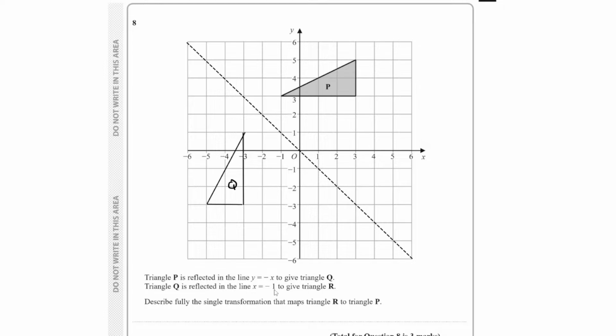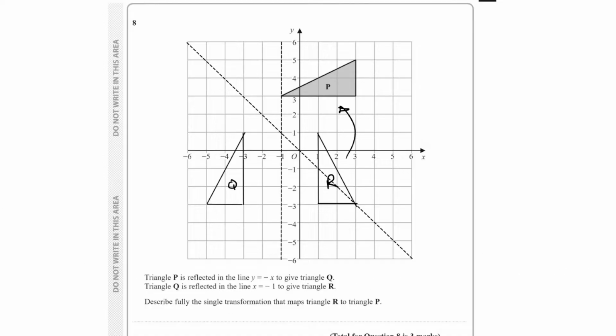And then this one is reflected in the line x equals minus 1. So that's a vertical line. If I can get my dotted line. So that's a bit more straightforward, that one. So just straight across, so 2 away here to here, and 2 across, something like this. And that one is R. Now they have asked for R to P, so this one. So don't get the order mixed up. They have asked for R to P.